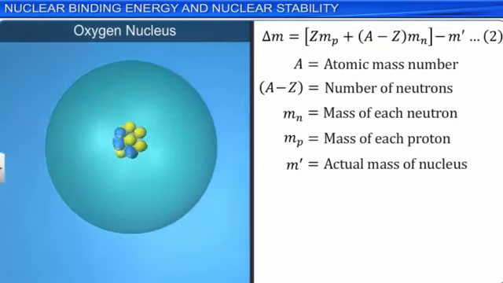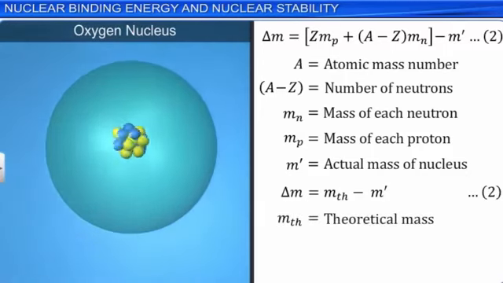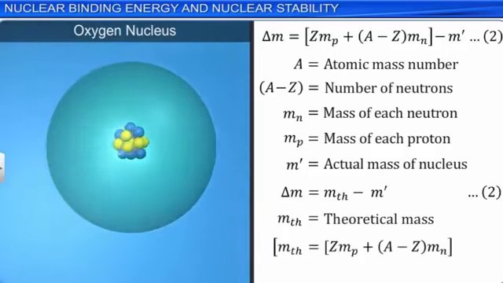Equation 2 can also be written as delta M equals MTH minus M', where MTH is the theoretical mass of the nucleus, which is equal to Z × Mp plus (A minus Z) × Mn.